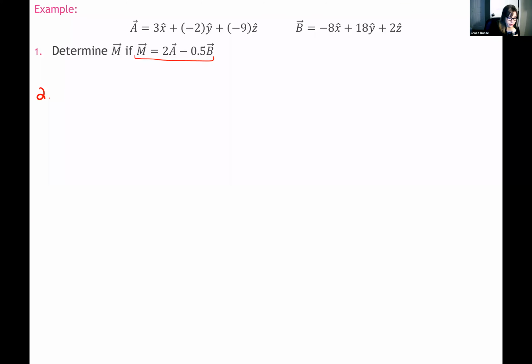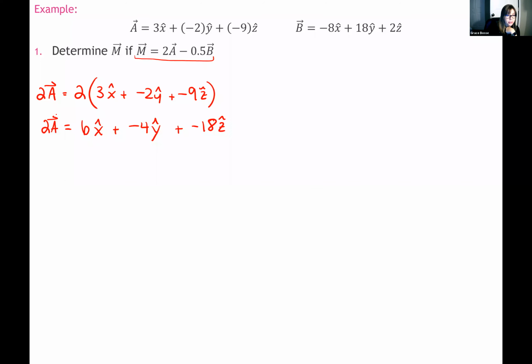So let's find 2 times a. Well, that's just going to be 2 times all of the component form of vector a. So I'm going to say 2 times 3x hat plus -2y hat plus -9z hat. I'm going to distribute that scalar, the number 2, into the component form of vector a. So I get 6x hat plus -4y hat plus -18z hat. That is the result of 2 times vector a.